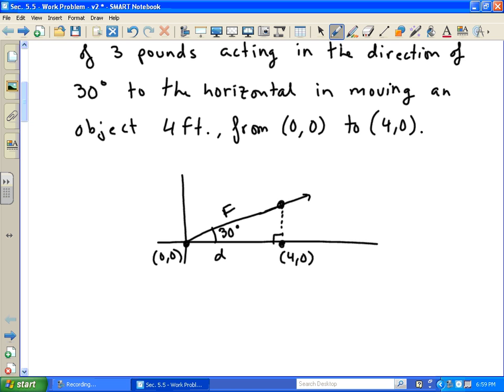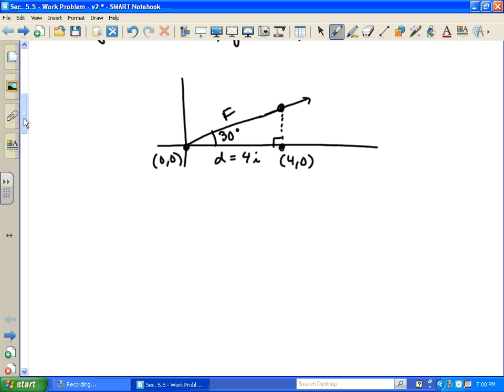The distance on the bottom as a vector could be represented by 4i, okay, because I'm moving a scalar multiple of 4i. All right. On here, I could also, and I do want to note this for something that we do a little bit later on, we can also say that this is 4i plus 0j if we need both components of that distance vector.